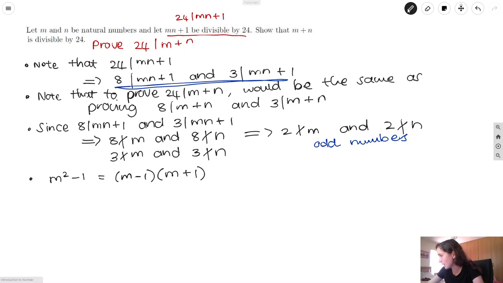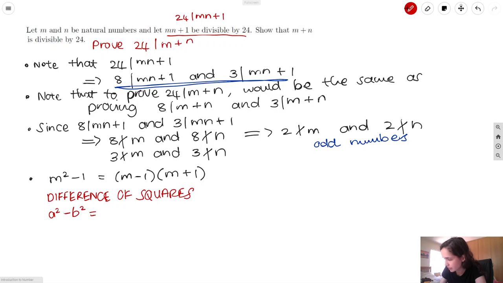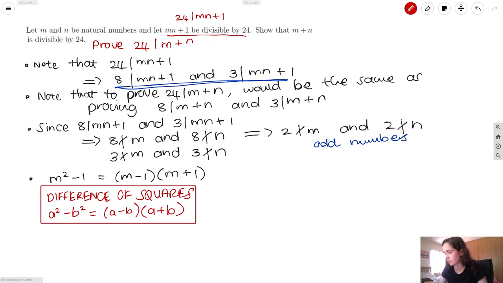We know this since there's a rule that says difference of squares. Difference of squares says that if you have two numbers a and b, a squared minus b squared will be equal to a minus b times a plus b. And that's how we derive m squared minus 1 is equal to m minus 1 times m plus 1.